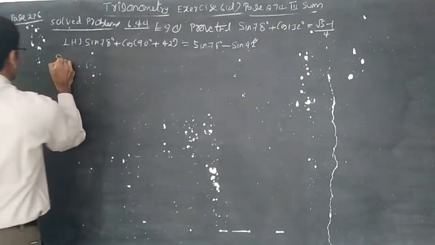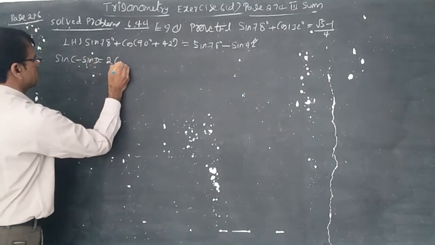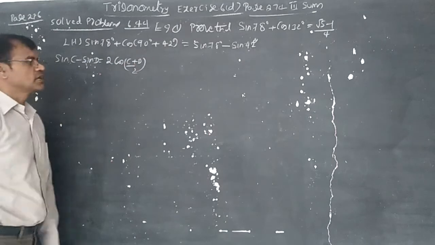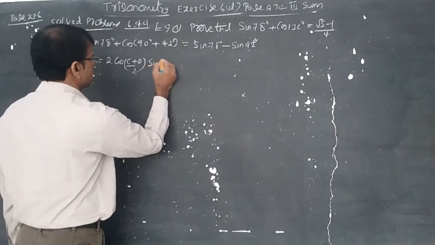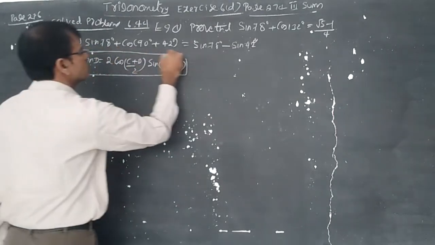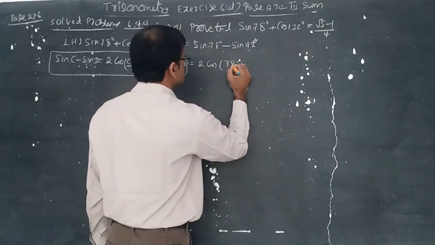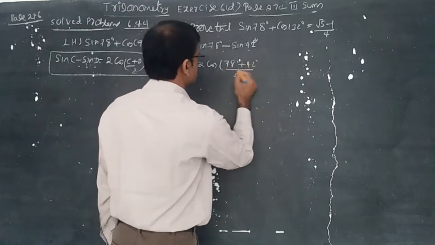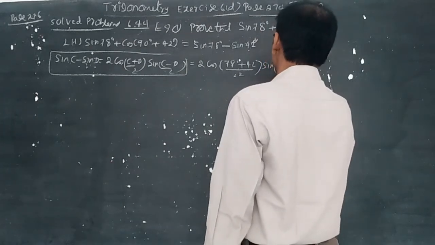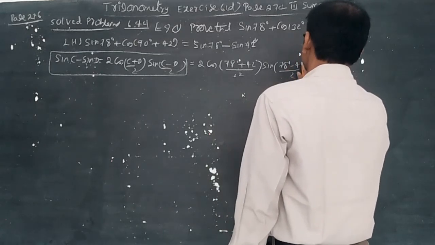So let us remember the formula sin C minus sin D, the second formula in Roman number 2. Sin C minus sin D is equal to 2 cos of c plus d by 2 into sine of c minus d by 2. So that is equal to 2 cos of 78 degrees plus 42 degrees by 2 into sine of 78 degrees minus 42 degrees by 2.